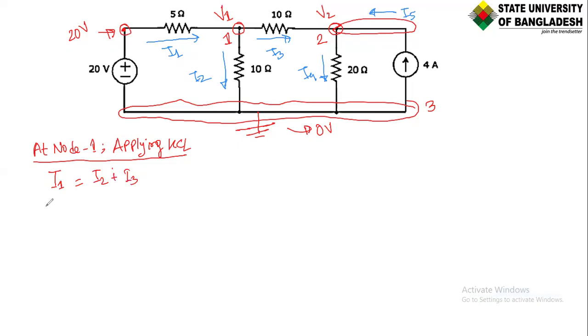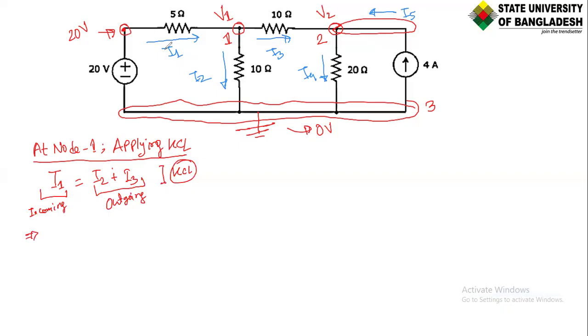So let's just identify these things. This is your outgoing current, incoming current, and this is your outgoing. So now we actually apply the KCL, right? It's a very simple thing, but very crucial to understand. Then we have to apply Ohm's law. So let's do it.